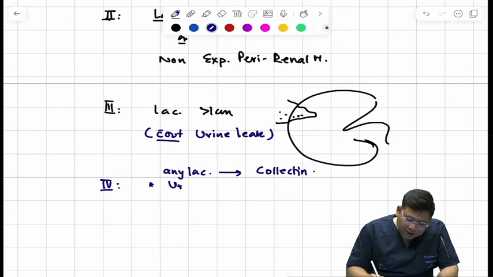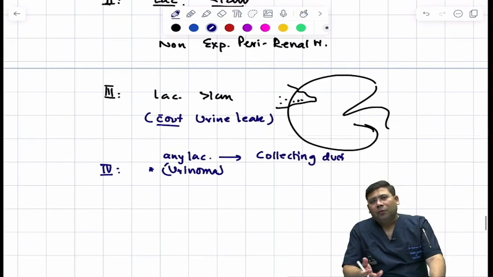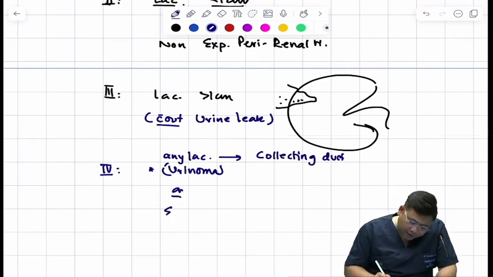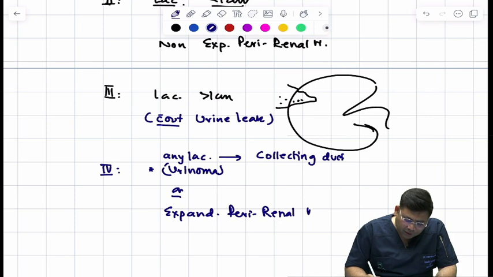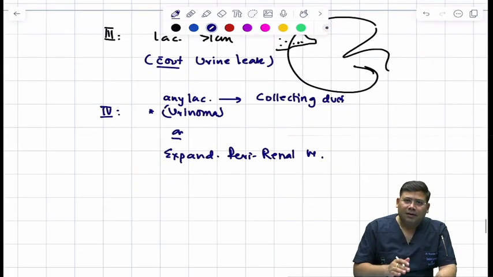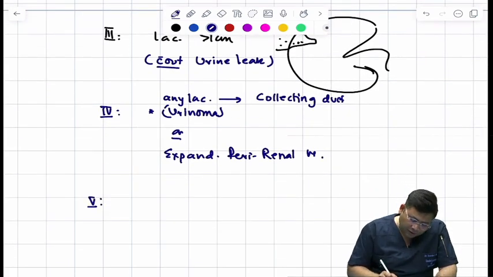So if it is extending into the collecting duct, definitely there will be what? Urinoma. So this question will be asked many times, urinoma. Or expanding perirenal hematomas. So expanding perirenal hematoma will be considered as grade 4. And what is grade 5? Shattered kidney. So shattered kidney or hilum injury.